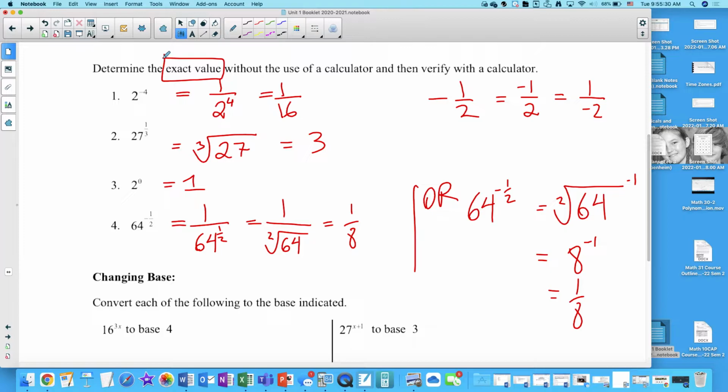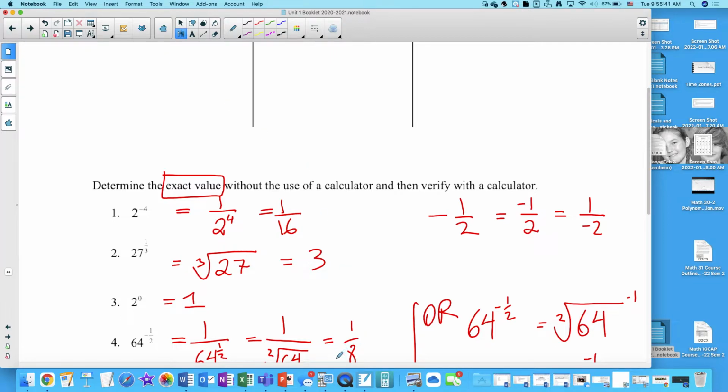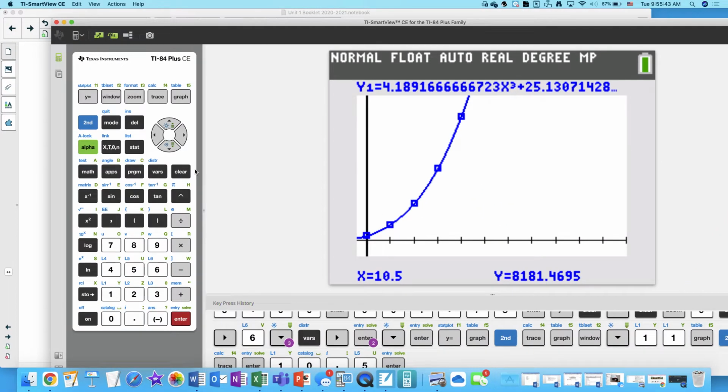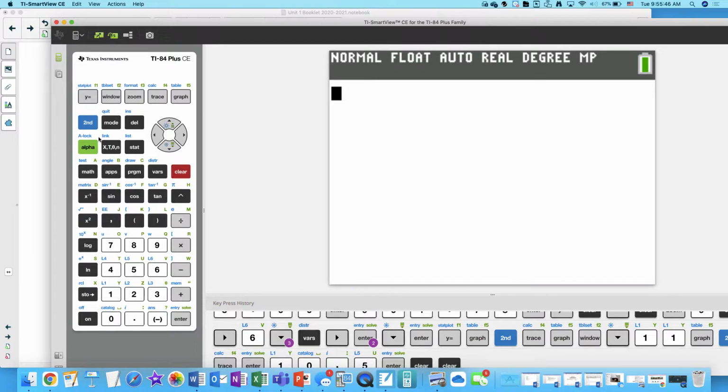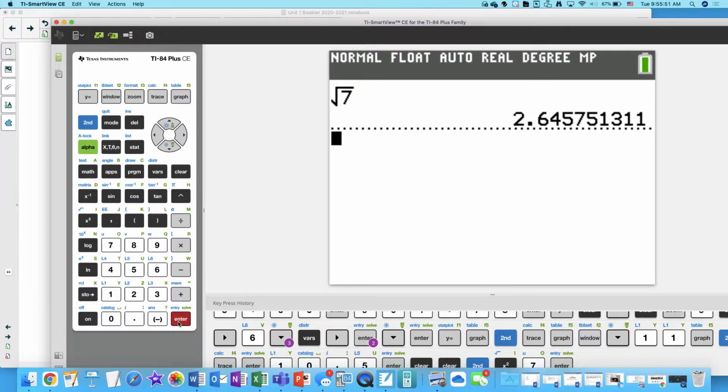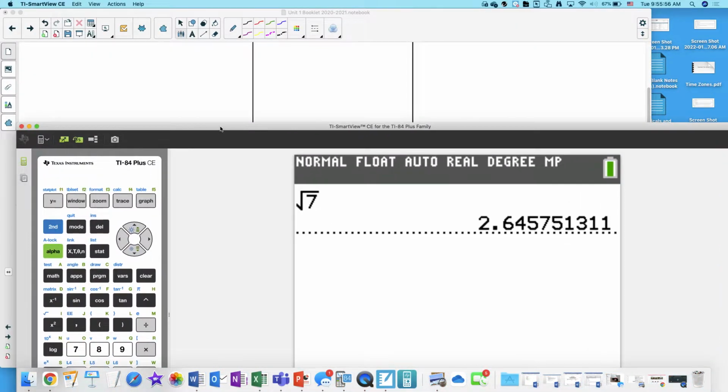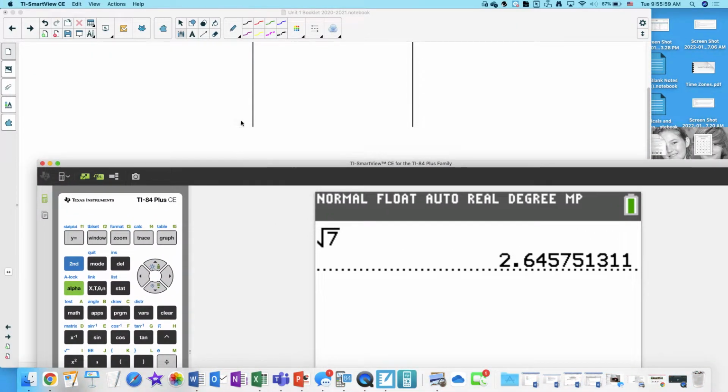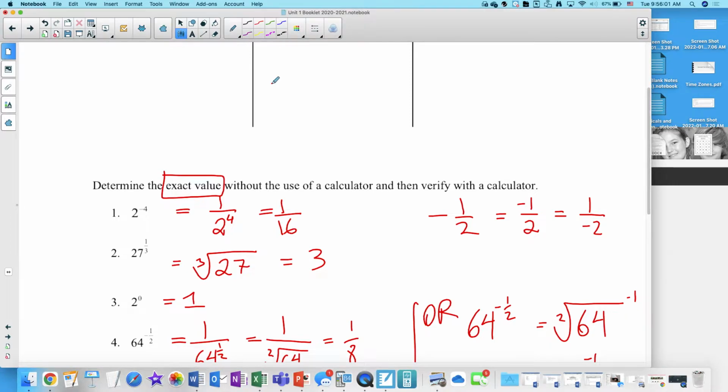Okay, so I'm going to take out a calculator, and I'm going to look at, I don't know, square root of 7. Okay. So the square root of 7, 2.646, let's say. One of these is exact, one of them is approximate. Which is which? Yes? The square root of 7 is exact.